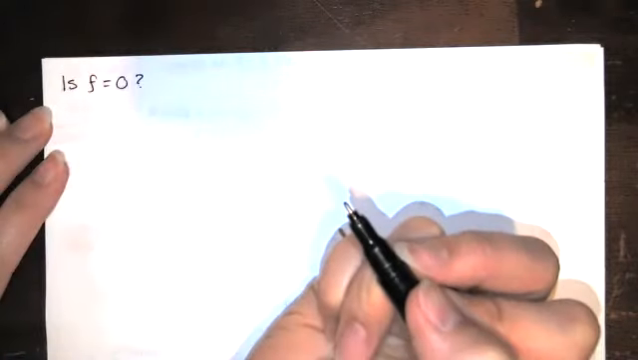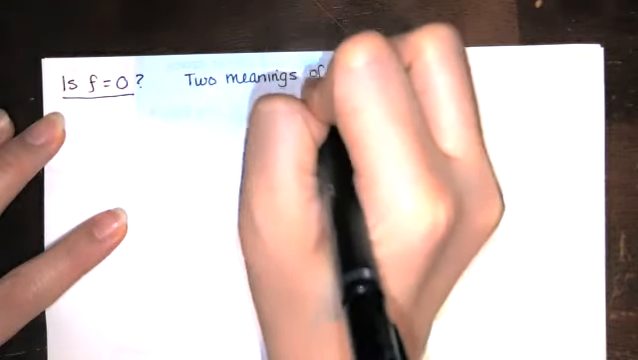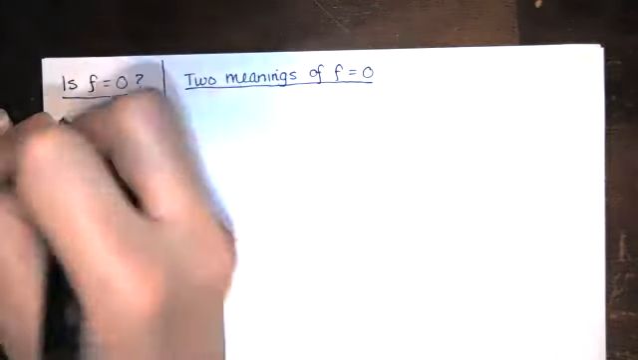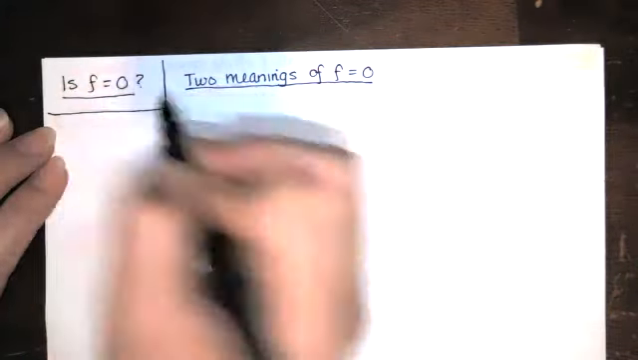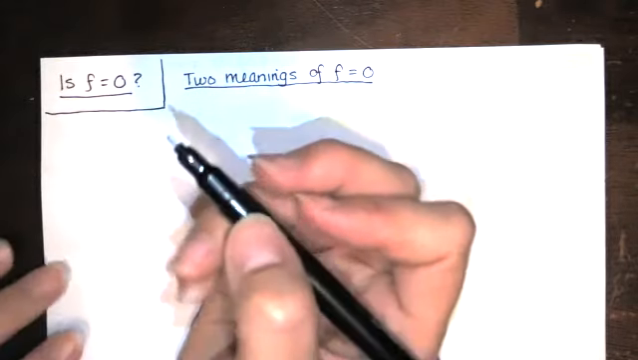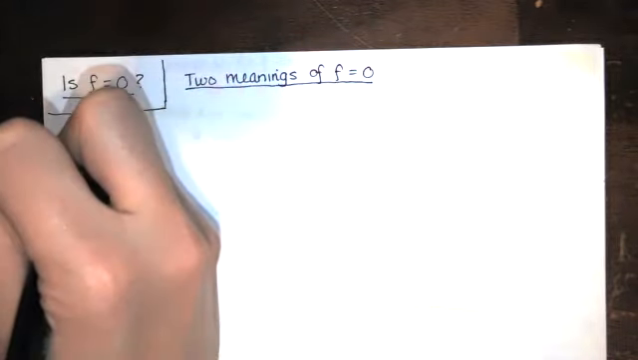Okay. So with that in mind, that actually raises some questions. Now, if someone asks you, is f equal to 0? There are actually two meanings to that. If you're saying there's only one meaning, you're right when you're talking about the set of real numbers and other sets that are similar to that. But here are the two meanings in general.